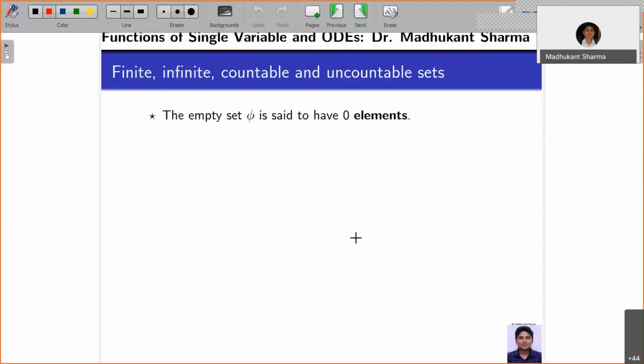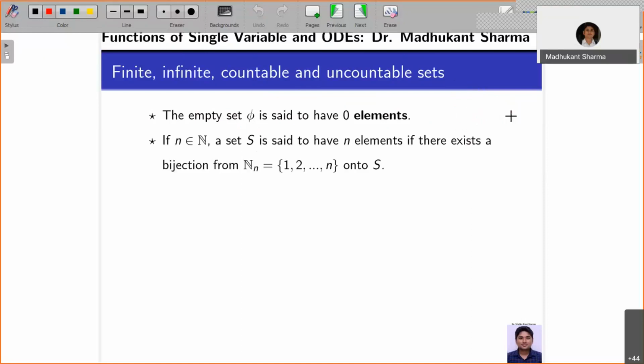Now let's talk about when you will say a set is finite, infinite, countable or uncountable. So very first we should talk about the empty set. By convention, we say that this set has 0 elements. There is no element. So the cardinality, or number of elements, that we define by putting the mod on both sides, is going to be 0.